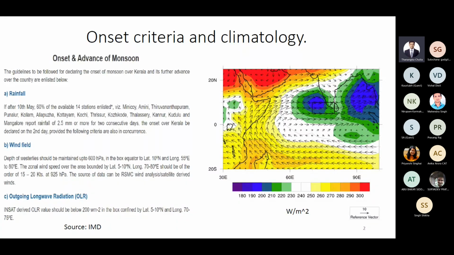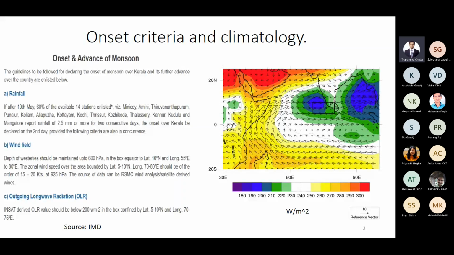the plot. I plotted OLR mean for June, from the last week of May to the first week of June, centered on June 1st, since June 1st is the climatological onset date. I plotted the mean OLR and 850 hPa level winds here.